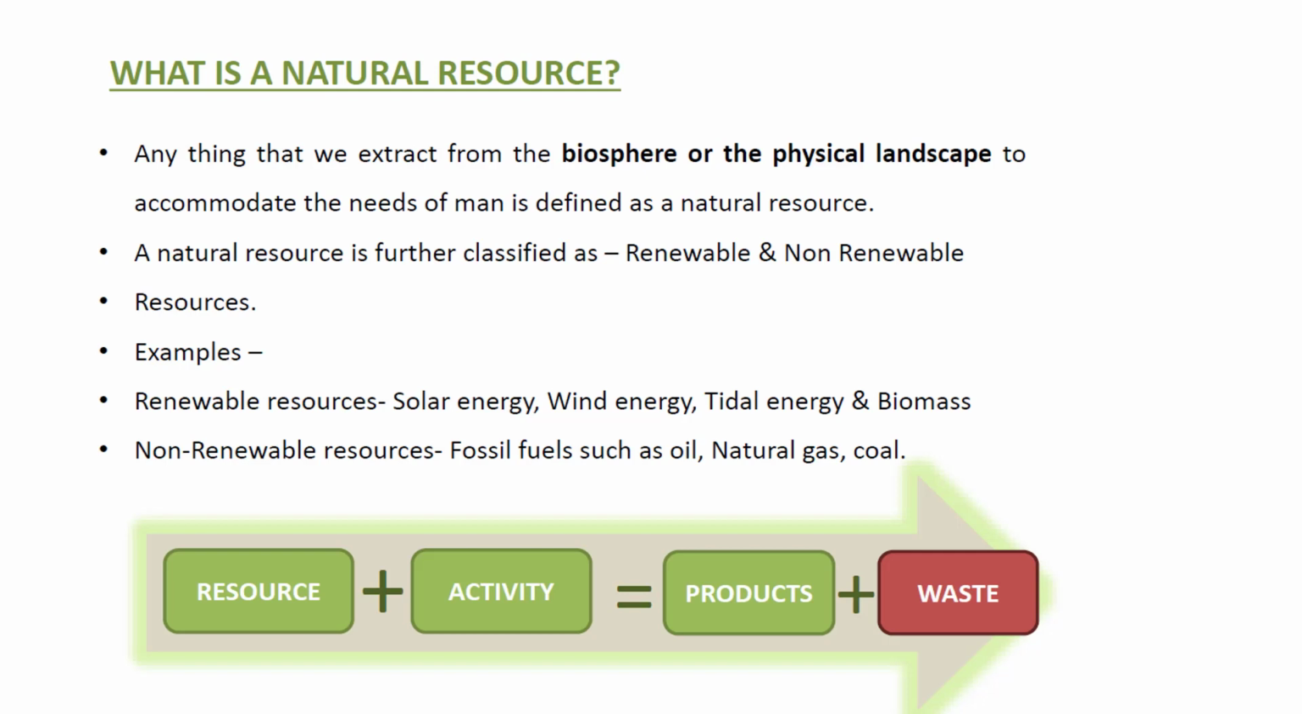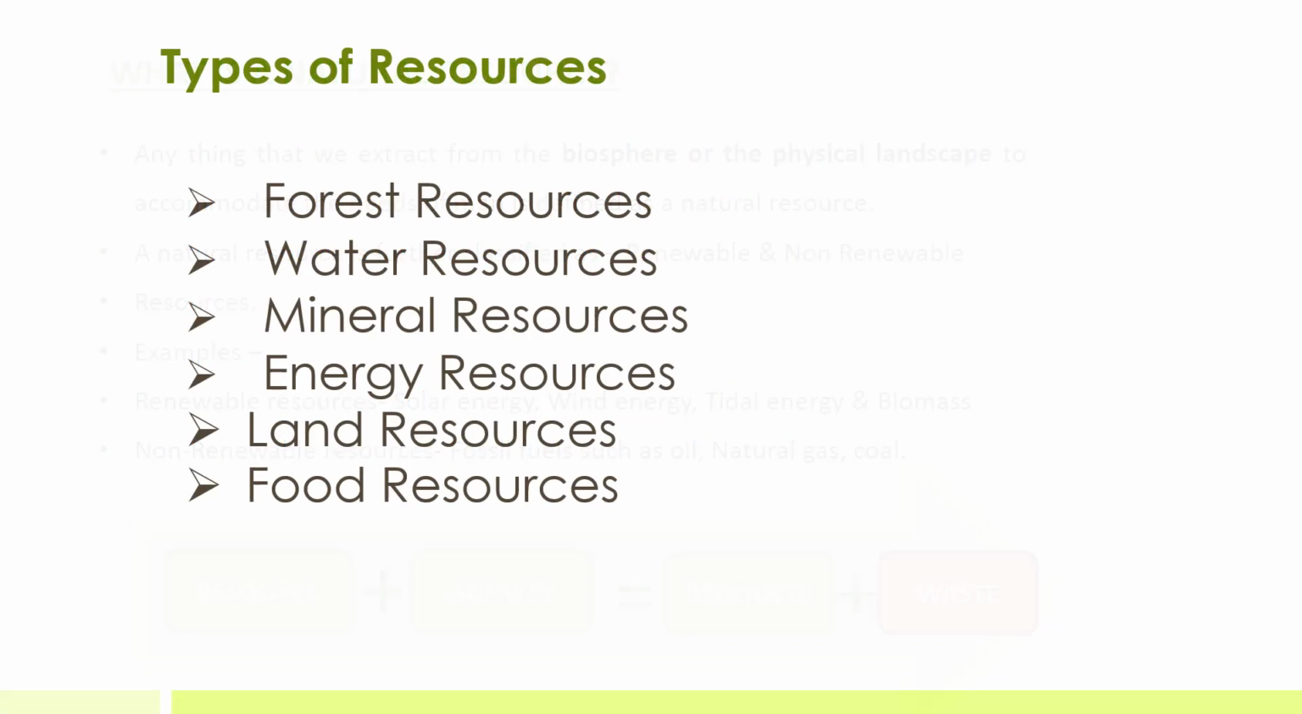So the use of these resources combined with our activities results in products, and it also results in a lot of waste. The primary types of resources that I want to cover are forest resources, water resources, mineral energy, land, and food. Please keep in mind we're not going to do a deep dive here.